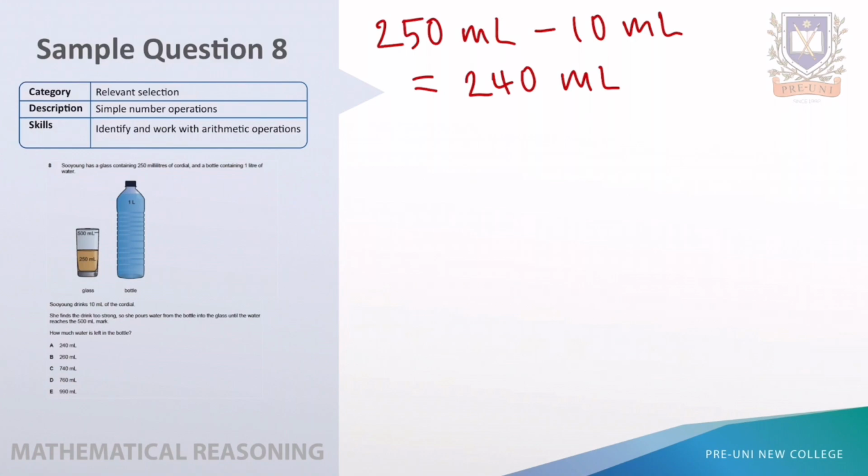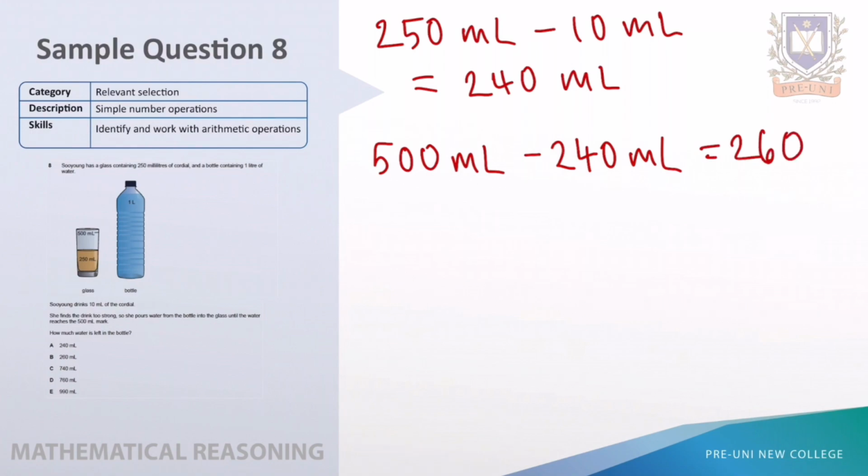And then we are told that she finds the drink too strong, so she pours water from the bottle into the glass until the water reaches the 500 milliliter mark. Now we want to find how much water she adds into the glass. So if she fills it up to the 500 milliliter mark, we can create this equation to solve how much water she added. So 500 minus 240 is 260. So this is how much water she added into the glass.